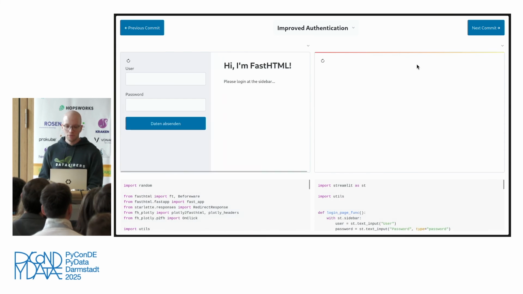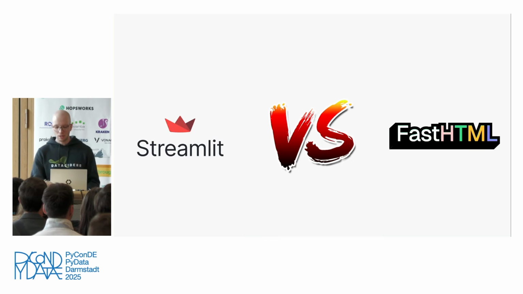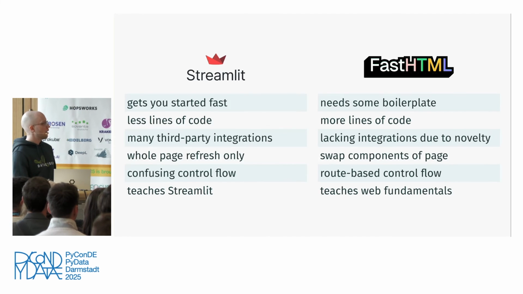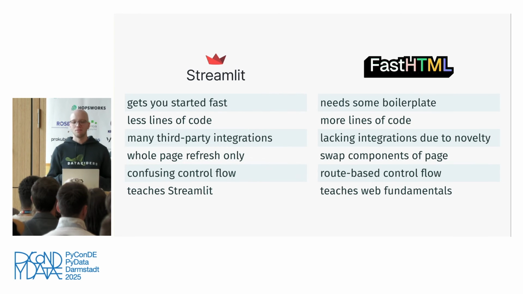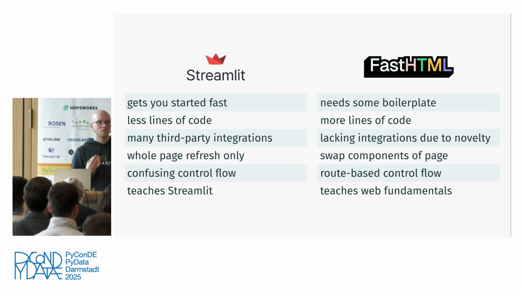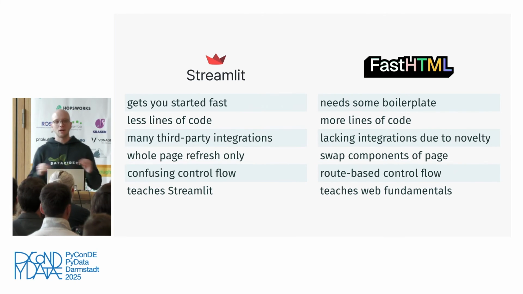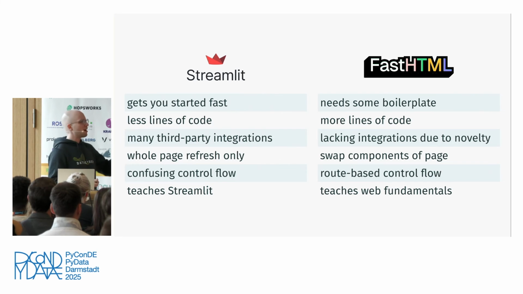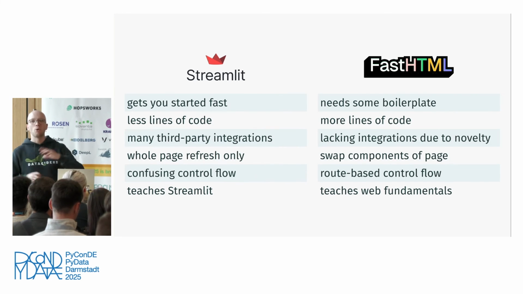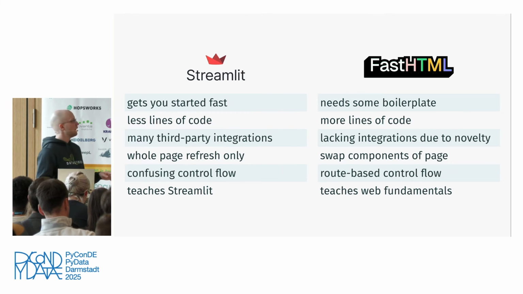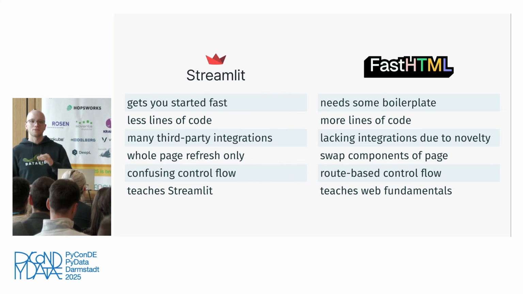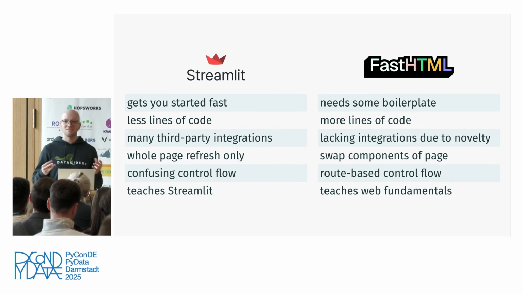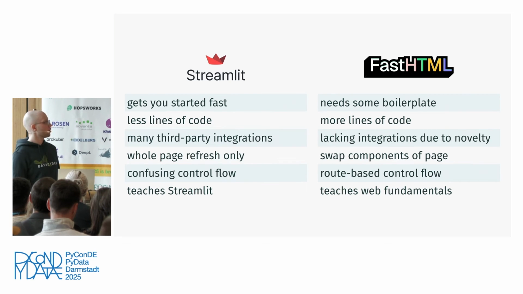Because I'm nearly out of time, I'm going to skip improved authentication and go over to the conclusion. What should you use, actually? So Streamlit has the upper hand when time is of the essence. So it gets you started fast. As you saw, to get something, it was 5 lines of code. And FastHTML first needs some boilerplate, like setting up all the routes and stuff like that. Yeah, Streamlit, all in all, even when it got harder to develop, there was less lines of code actually. Like it was like 2 times the lines of code in FastHTML.